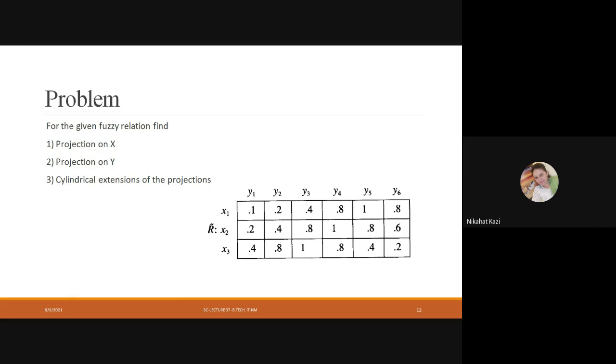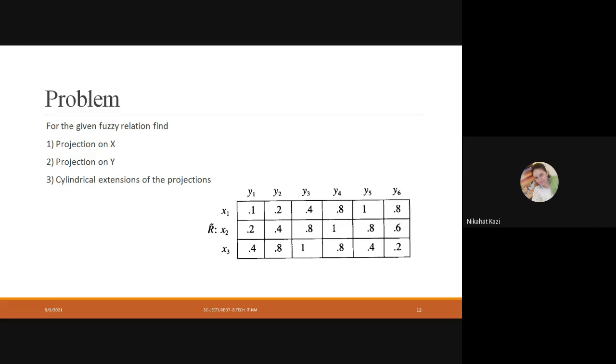So let us take this problem. So this is projection on X. You have to find out projection on Y and the cylindrical extensions of the projections. Okay. Such kind of problems can be given, or if it is directly talking about cylindrical extension of a fuzzy set, then you will be given the elements.